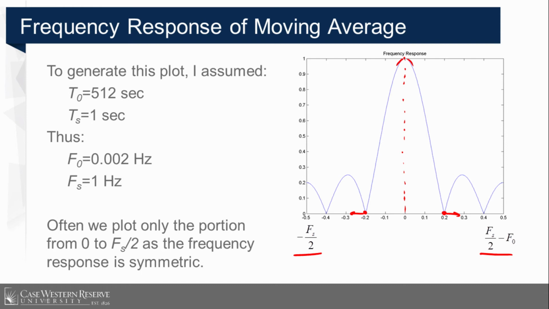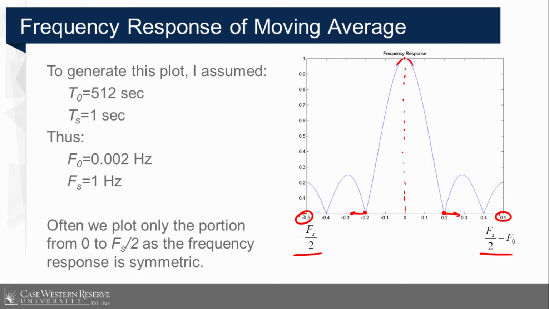And again, to generate this plot, I had to make some assumptions. So first I picked a T0 of 512 seconds and a TS, a sampling interval, of 1 second. And so when I was making my plot, my F0, this is my spectral resolution, is 0.002 hertz, and my sampling frequency is 1 hertz. And this is again why here I'm plotting this from minus 0.5 hertz to 0.5 hertz.